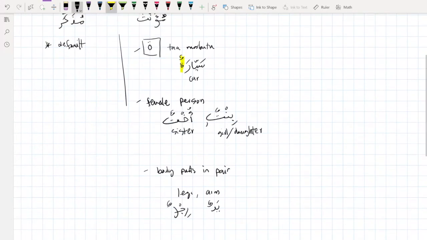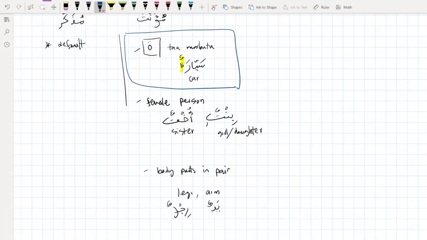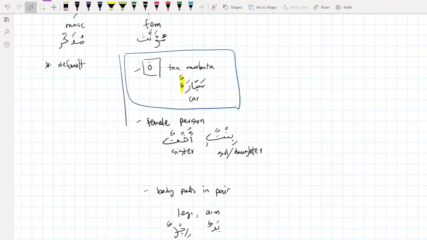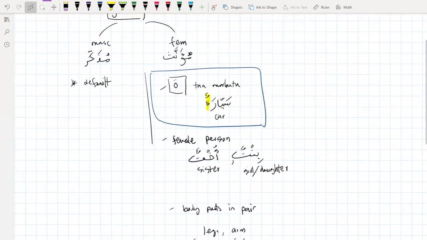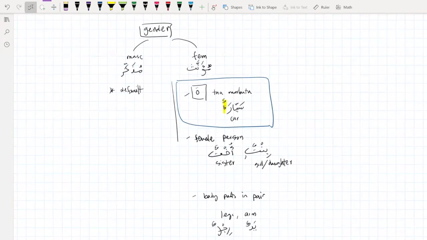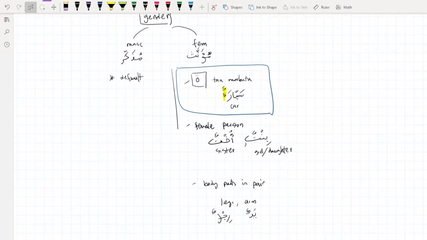The main thing we have to focus on is the ta-marbuta, because it is important to understand, and we'll learn today that we can even make a masculine noun into a feminine noun. When I say noun here, I don't necessarily mean noun as a noun, I mean noun from a grammatical perspective, which includes adjectives. So this is something we'll start talking about. Any questions about this much? I know this is a review, we mentioned these rules last week. You understand that, right?